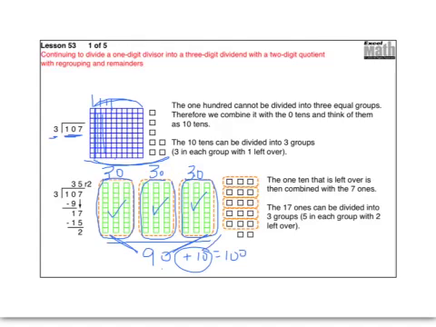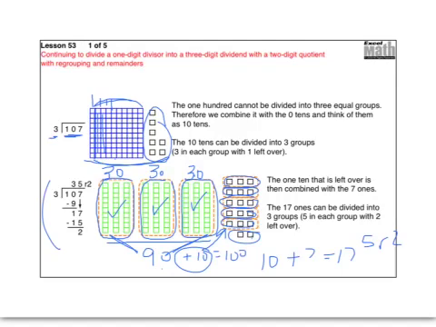I've got a 10 left over, and I'm going to join that up with my 7 ones. So I've got 10, and then my 7 ones that I had before, which makes 17. If I put that into 3 equal groups, I'm going to get 5 groups. 1, 2, 3, 4, 5. So I've got 5 groups of 3, and so the answer is going to be 5 there, and then I have 2 left over. 5 remainder 2.